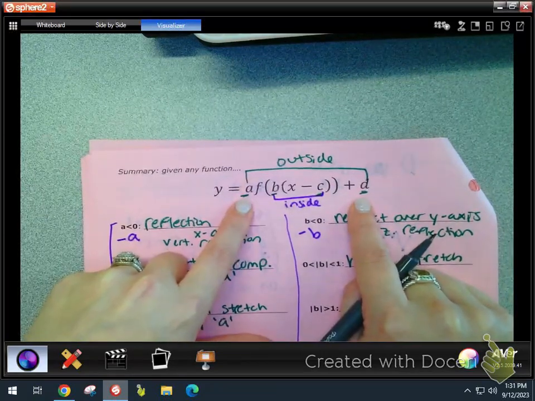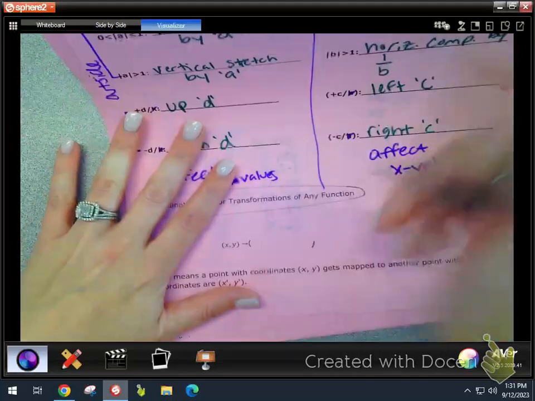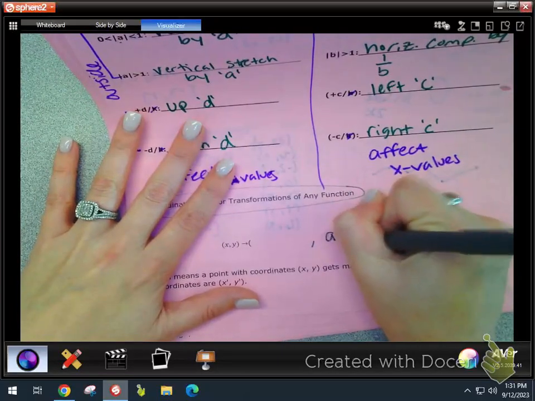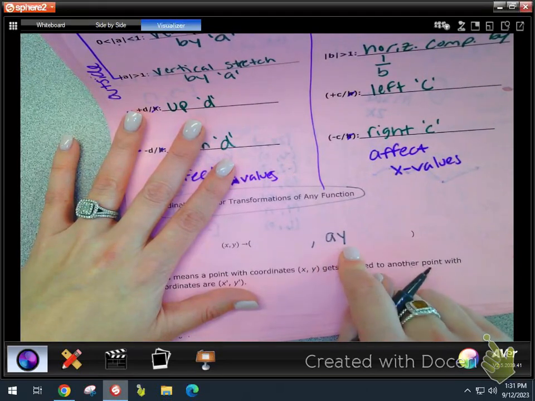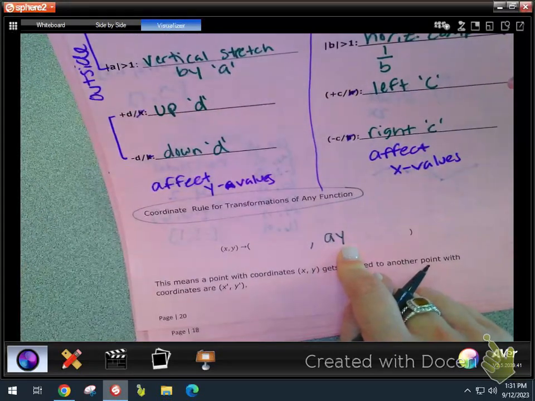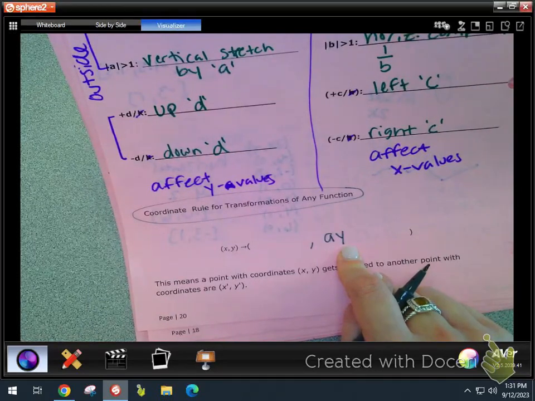So A is a multiplier. If you have an A value, you will multiply that A value by Y. Does that make sense if I write it like that? A, Y, A times Y. So whatever that number is, positive, negative, whole number, fraction, just put it in front of Y and it multiplies.